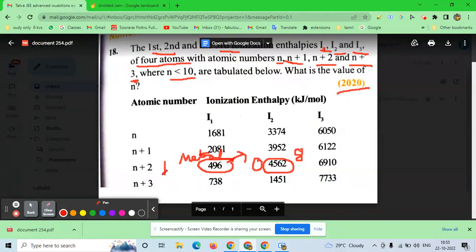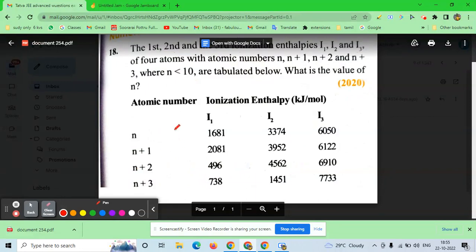So what are the possibilities of having 1 electron in the outer shell? Either it should be 11 or 3. These are the possibilities here. So it would be 11, and 11 minus 1 is 10, 10 minus 1 is 9, 11 plus 1 is 12. So these are the possibilities here.